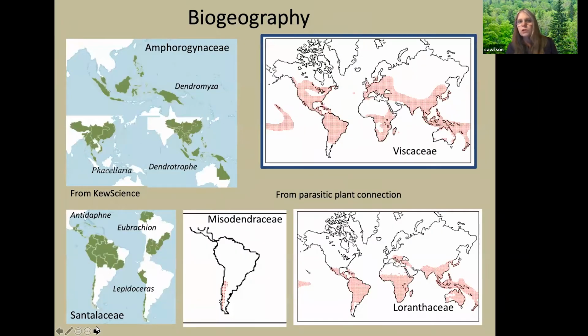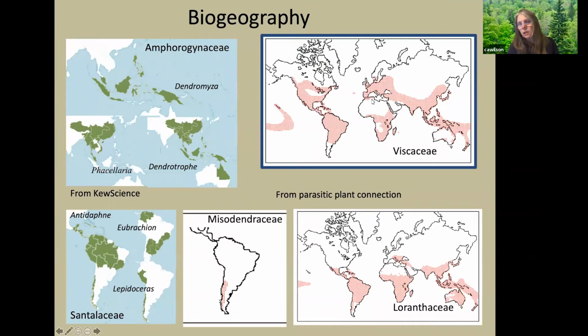And here's the biogeography of the mistletoes. So you have the Amphorogynaceae and the 3 genera that are considered mistletoes. They all occur in Southeast Asia. This is Australia to get you oriented, right here and then right here. So they all occur in Southeast Asia and then into Australia.